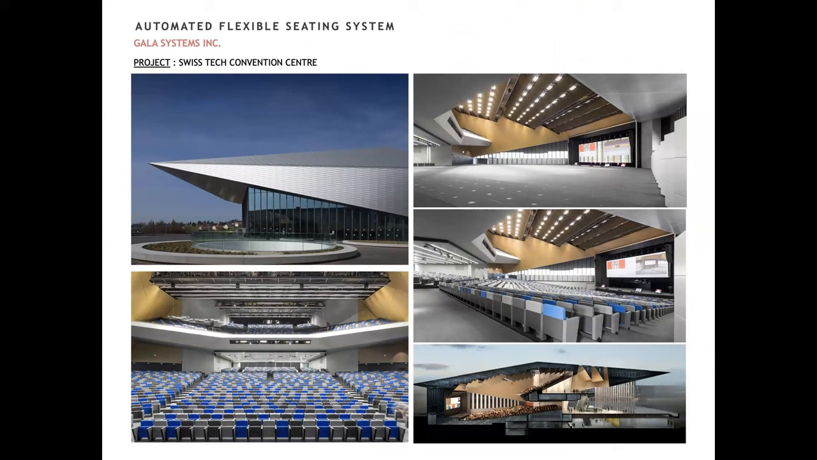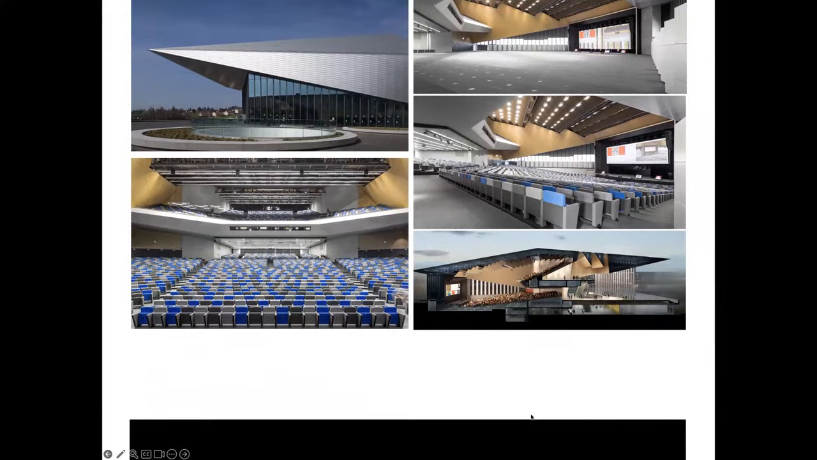These are some of the photos. I've got a video which will better explain the system to you. So here you can see when the floor is flat, when there are no seats, this is when it is full, all the seats are up. And this is a kind of a schematic section in which you see the lower level also. So I'll just quickly go through this video so you'll get a better idea of what I'm saying.